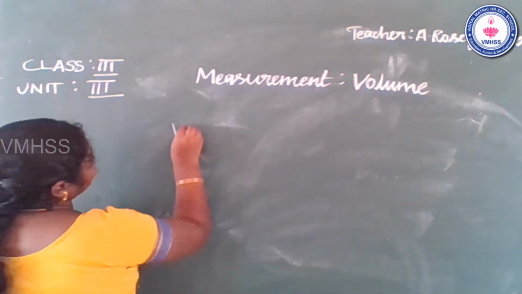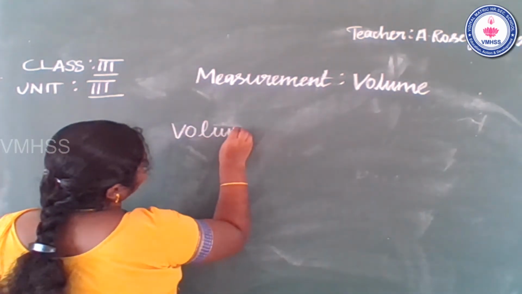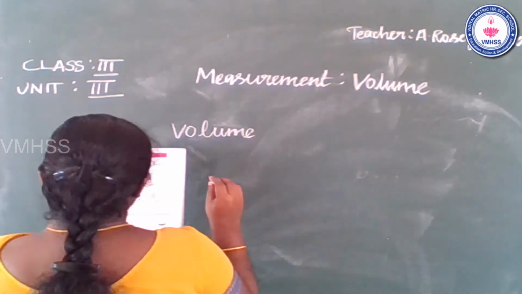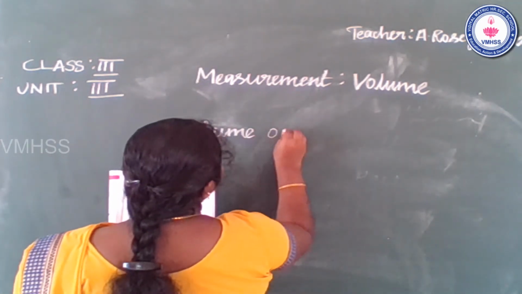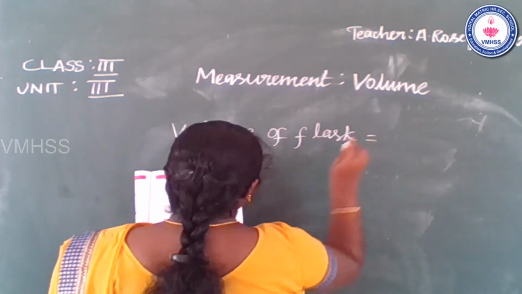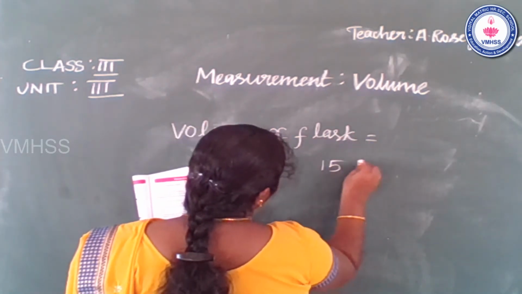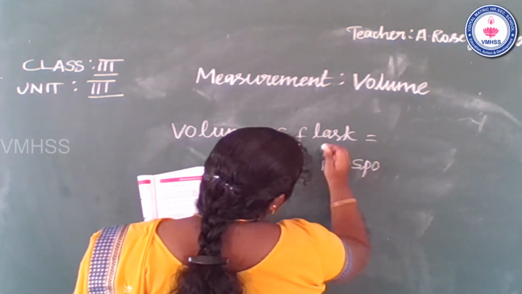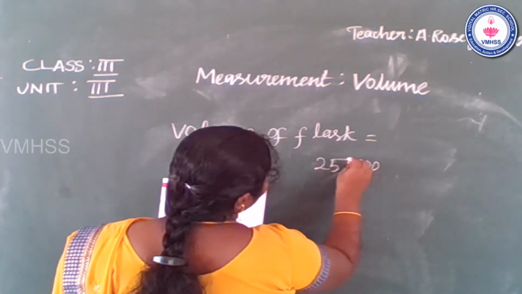So volume of the flask equals 25 spoons.